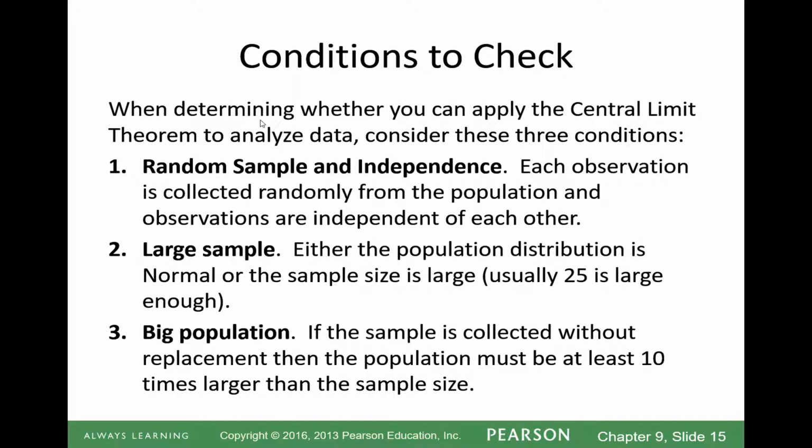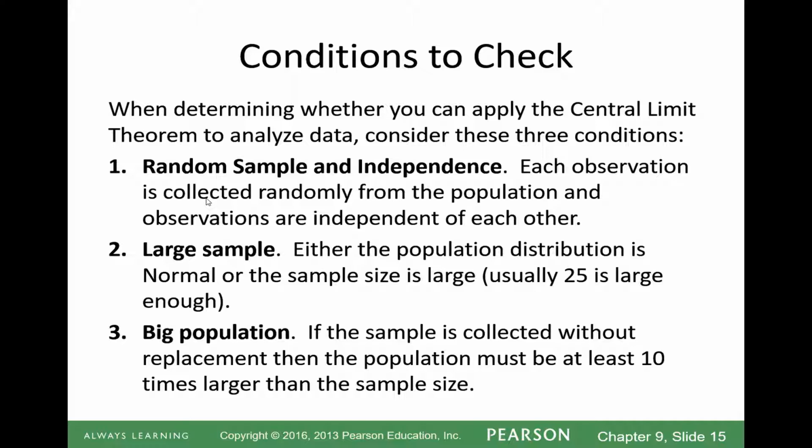Conditions to check when determining whether you can apply the central limit theorem. To analyze data, consider the following conditions: a random sample and independence. Each observation is collected randomly from the population. The observations are independent of each other; one doesn't affect the other.